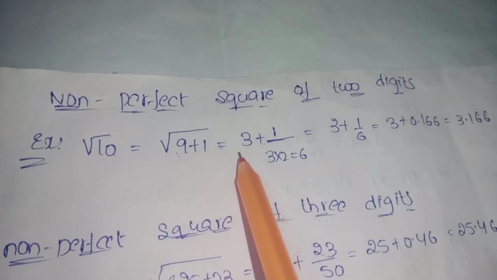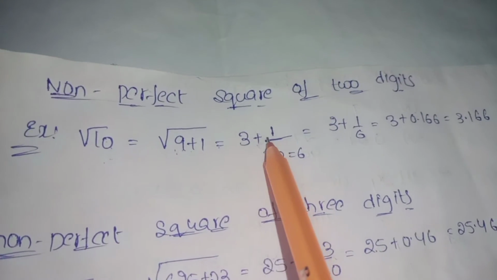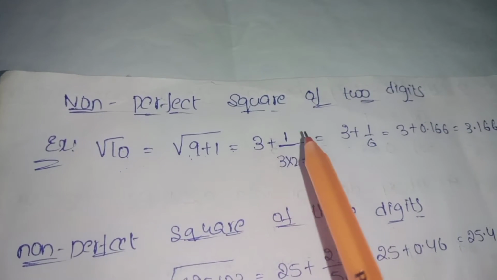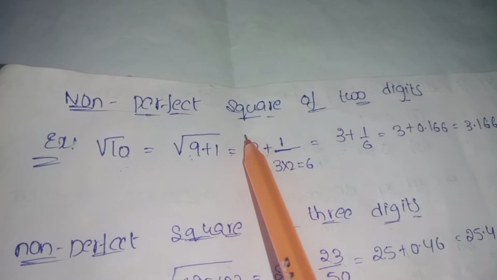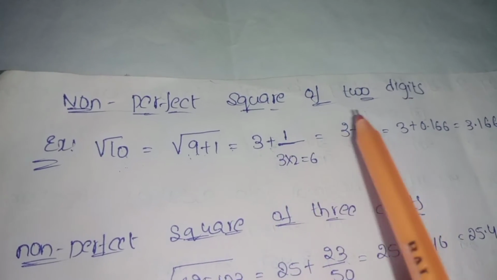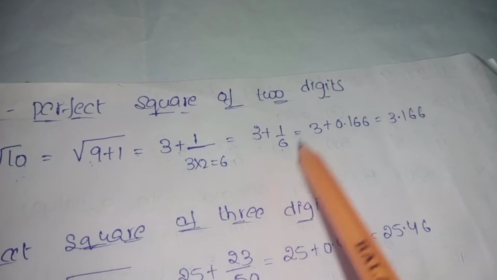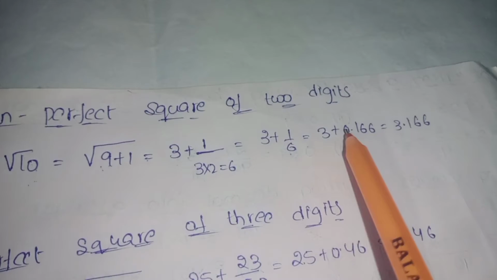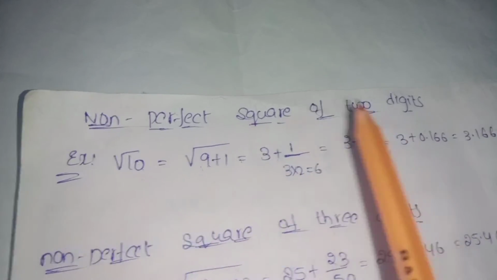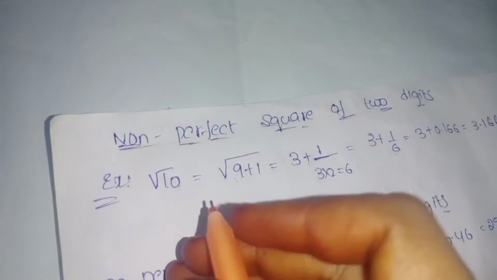So first you have to write 3 plus, and next you write 1, and in the denominator you have to multiply this term by 2. Are you understanding? Multiply this term by 2. So 3 plus 1 by 3 into 2 equals 6. It is 3 plus 1 by 6. 1 by 6 has the value 0.166. So we add these two values and I am getting 3.166. So the root 10 value is 3.166. Okay, let us see another example for better understanding.